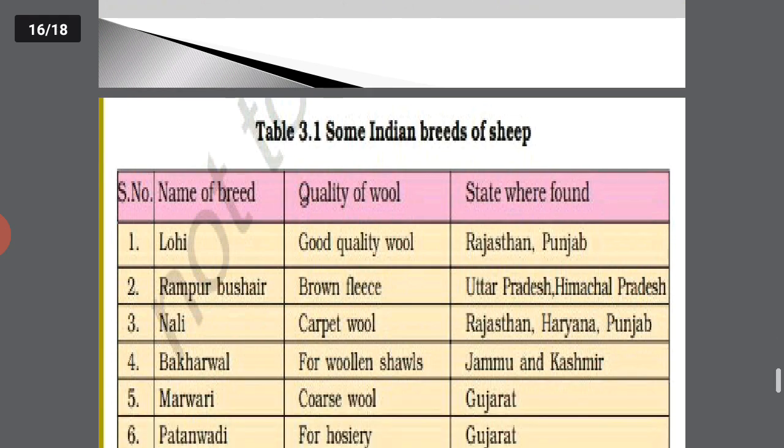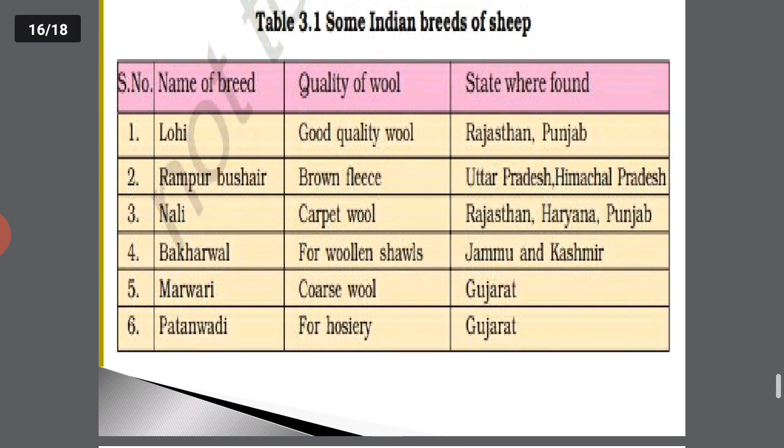Now see this table and try to understand the type, name of the breed, quality of wool and the state where it is found. Lohi is a type of Indian breed of sheep. It produces good quality wool, generally found in Rajasthan and Punjab. Rampur Bushair gives brown fleece, brown hair type of wool. It is found in UP as well as in HP.